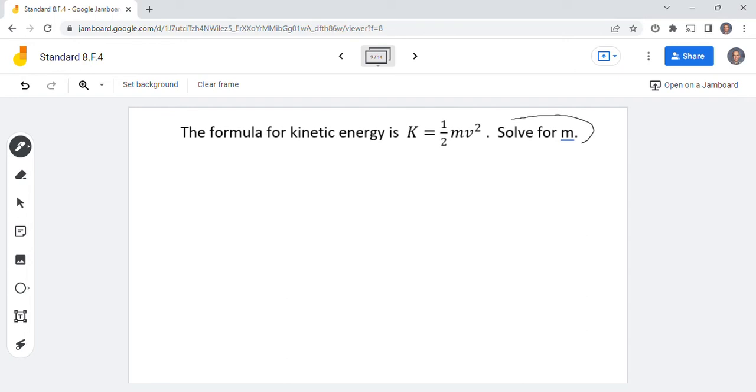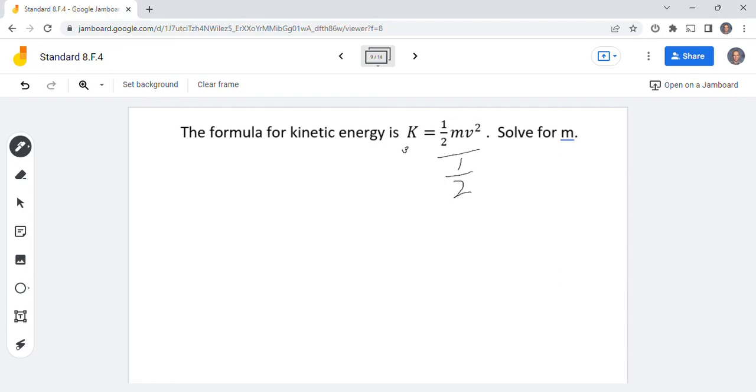We're solving for m on this one. That means the m right here needs to be isolated. So we have to get rid of this 1/2. We have to get rid of the v squared. Now if you take a look at this notation on the right hand side, the 1/2 is being multiplied to the m, and so is the v squared, so we can undo everything with division. We're going to divide by 1/2, and we know that dividing by 1/2 is the same thing as multiplying by 2 over 1.